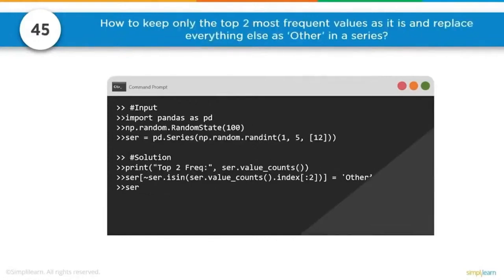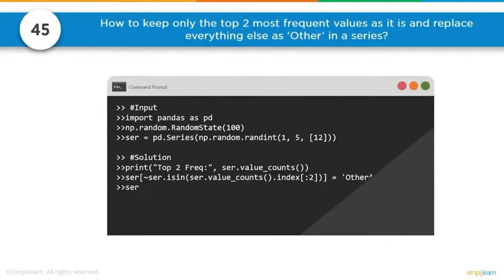Number 45. How to keep only the top 2 most frequent values as they are and replace everything else with 'Other' in a series. So again, we're working with pandas, because if you're talking Series and DataFrames, that means we're working with pandas. So we're going to import pandas as pd. We'll go ahead and create our pandas Series. We're going to do that by creating a NumPy random state 100, and then we have our pandas Series. You can see here we're using np.random.randint 1, 5 by 12.